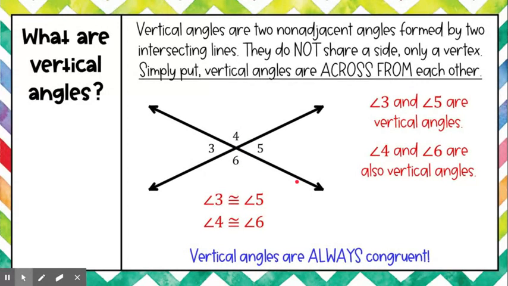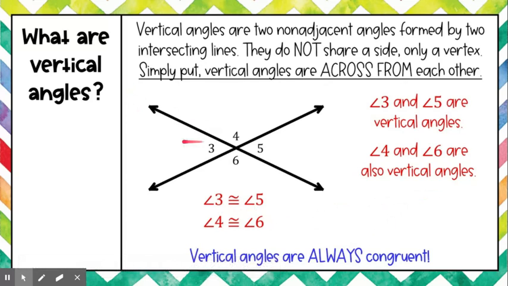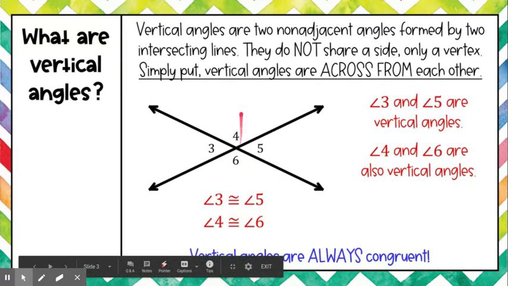Well, here's another fun fact. If these angles are vertical or across from each other, they're always congruent. So the measure of angle 3 and the measure of angle 5 are the same measure. The measure of angle 4 and the measure of angle 6 are the same measure. Whatever they are, I don't know, but I know that they're the same.